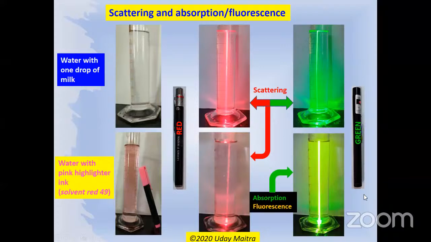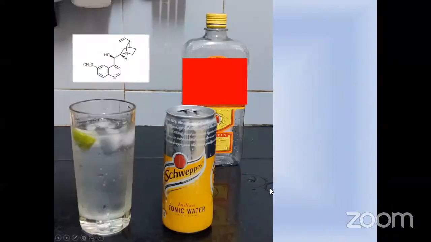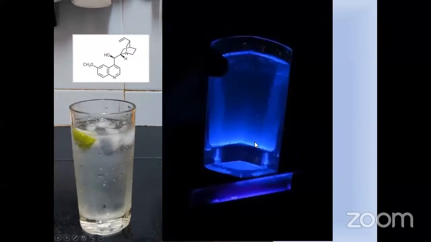Okay. One more example of fluorescence that one can do is using tonic water. Tonic water contains quinine, which is a blue fluorescent compound. And what I will show you here, of course, tonic water is used for making various kinds of drinks. We will not get into that today, but here is tonic water under which I have held a shortwave UV lamp, and you can see the beautiful blue fluorescence coming from quinine.